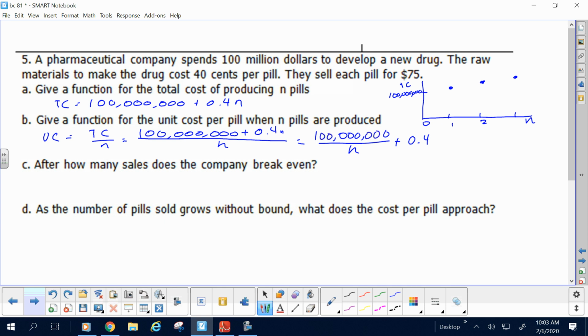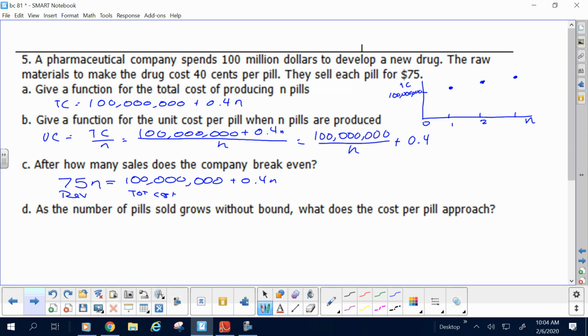All right, so after how many sales does the company break even? Say it again. When revenue equals total cost. What's the revenue? How much you collect? I know what you're saying, but I'm going to do it this way. $75 per pill times how many pills equals the total cost. So that's 100 million plus 0.04n.